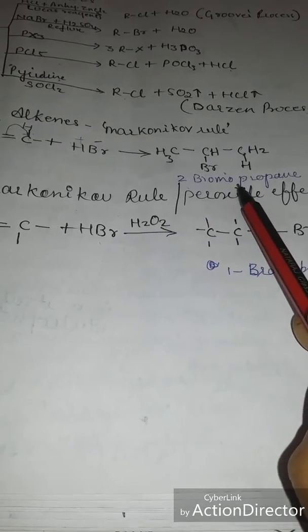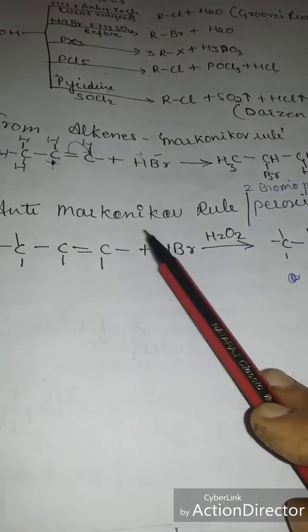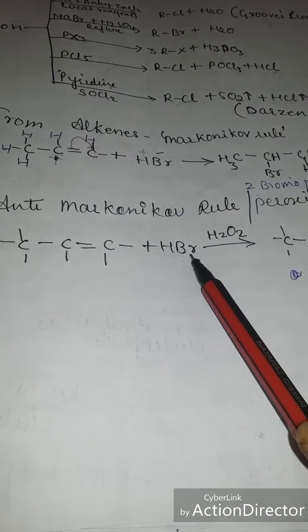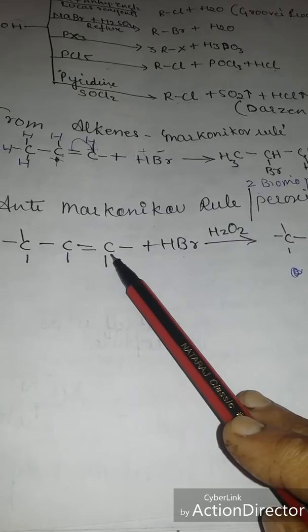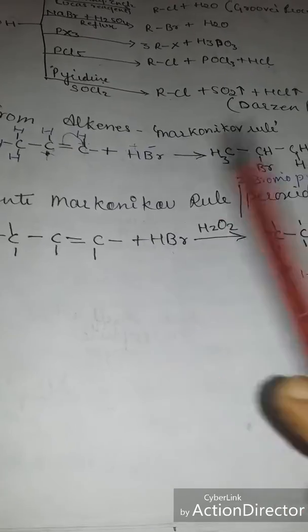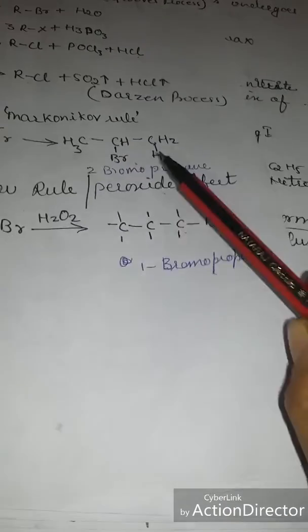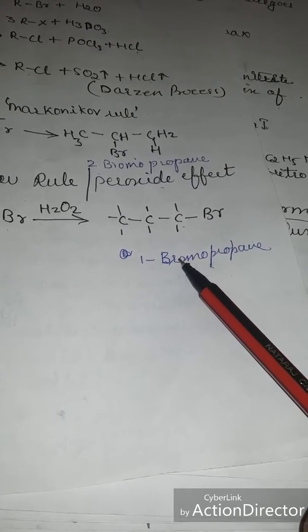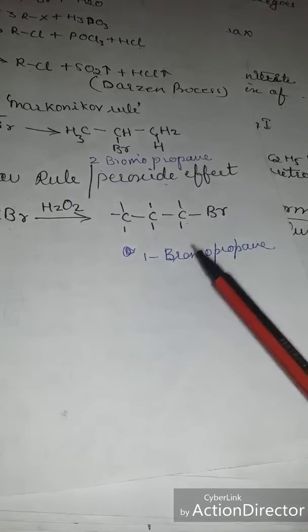That is 2-bromopropane. In anti-Markovnikov rule, peroxide effect, free radical mechanism is applied. So the negative part will attach to the carbon which is having more hydrogens. So you will be getting this as a product. Here you are getting 2-bromopropane as a major product. Here we are getting 1-bromopropane as a major product.